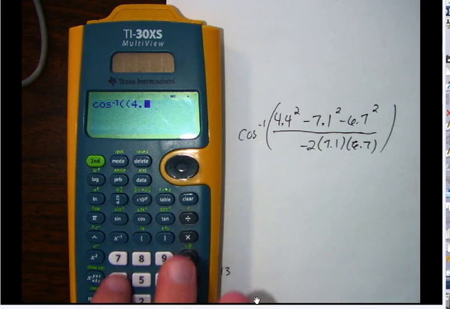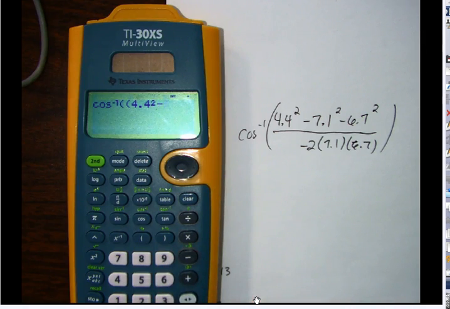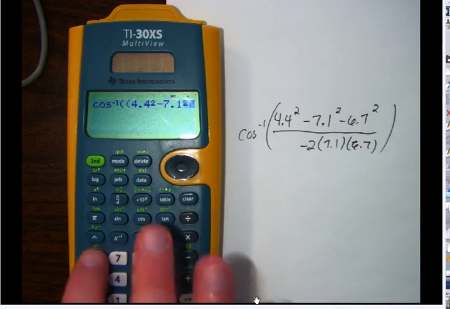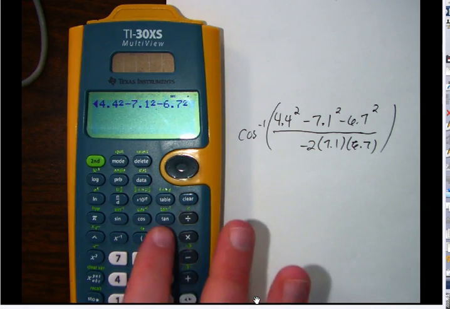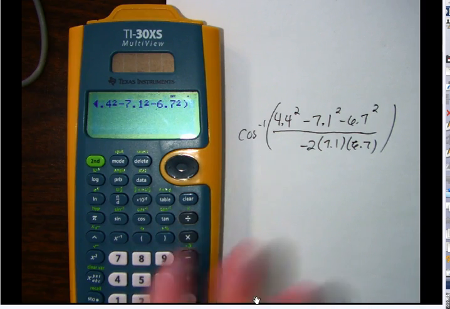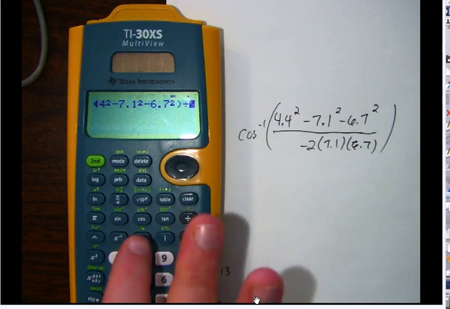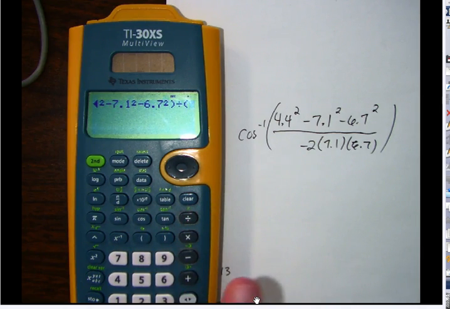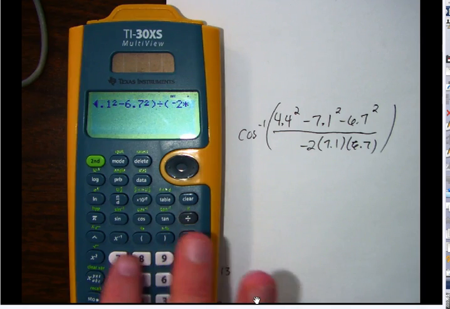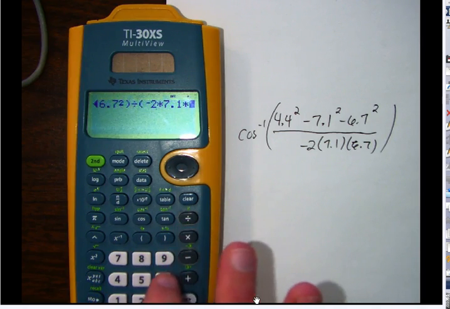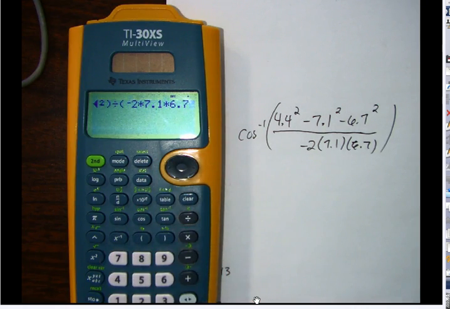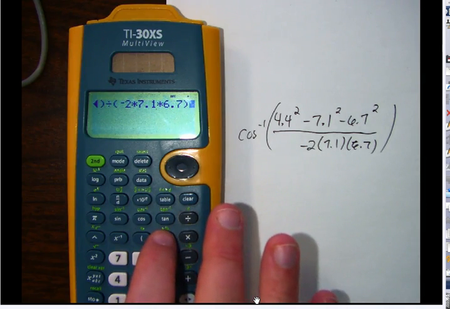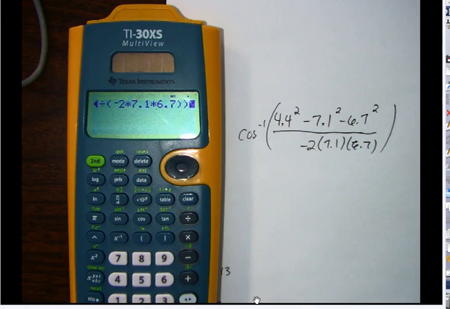So 4.4 squared minus 7.1 squared minus 6.7 squared. Close the numerator group, do my division key, open the denominator group. Negative 2 times 7.1 times 6.7, oops, not 67, 6.7. Then close the denominator group, and then close your cosine inverse. And when you hit enter, it should punch it out all the way to the correct angle.